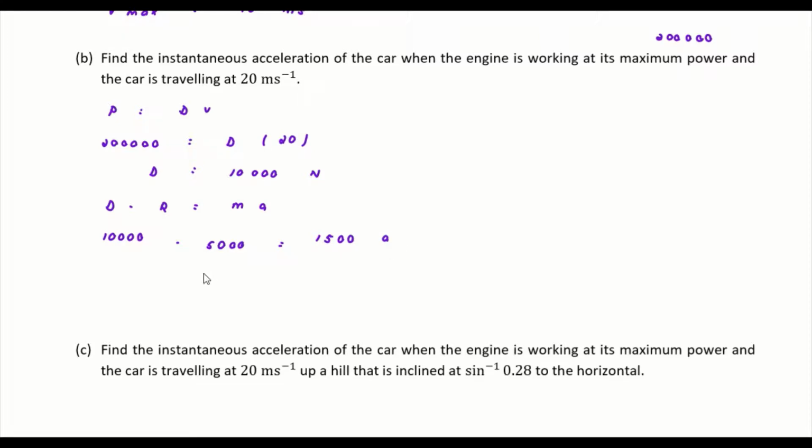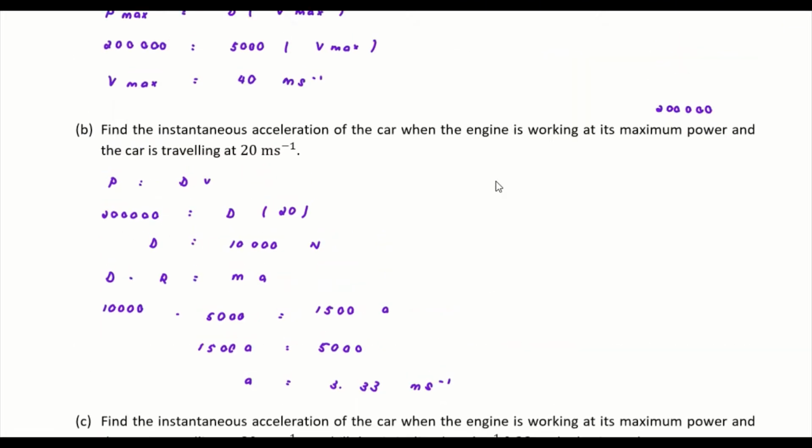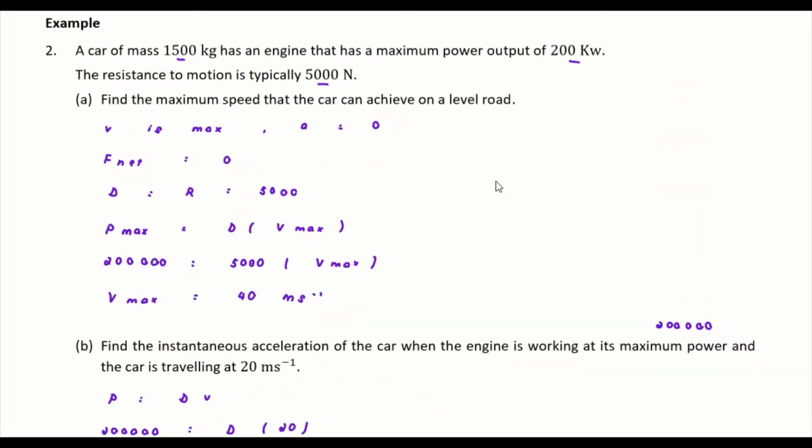Okay, so 1,500a is equal to 5,000, and solving this, we can get the acceleration is equal to 3.33 meters per second squared in 3 s.f. Alright, let's look at these two cases. For both part A and part B, the engine of the car is working at its maximum power. But for part A, at maximum power, the speed that the car achieved is already maximum.